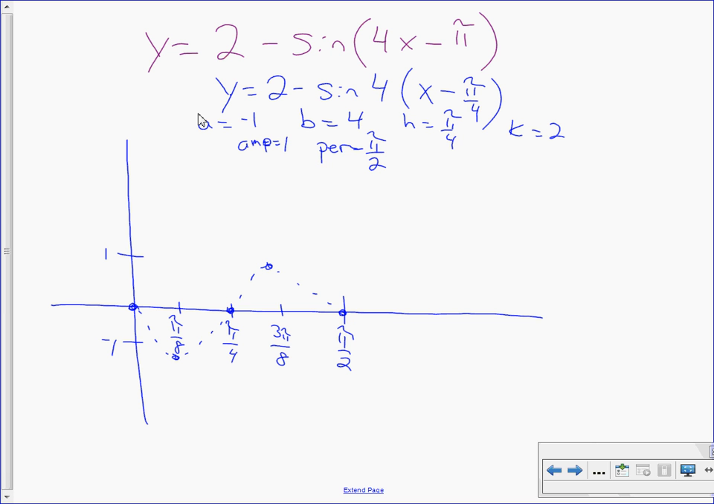When I go to shift all of my points, I'm adding to the x coordinates pi over 4, and I'm adding to the y coordinates 2. So your shift is plus pi over 4 and plus 2. So it's pi over 4 and 2. When I add pi over 4 to pi over 8, you get 3 pi over 8 and 1. You add pi over 4 to pi over 4, you get pi over 2, very good, and 2.